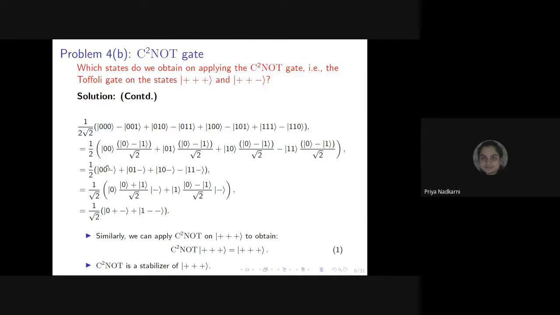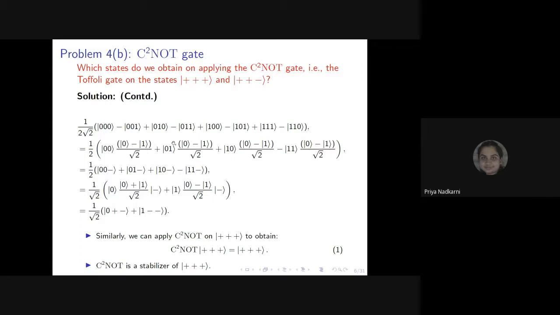Can we reduce it further? We can look at these two states together. The first and the last qubits are in the same states, so when we take out the common states, we are left with (0 plus 1) by root 2. Similarly, here the first and the last qubits are in the same state, so we get (0 minus 1) by root 2. This is nothing but the plus state, and this is nothing but the minus state. Finally, we get 1 by root 2 into (0 plus minus plus 1 minus minus). So when we apply the Toffoli gate on plus plus minus, we get a superposition, which is an entangled state.